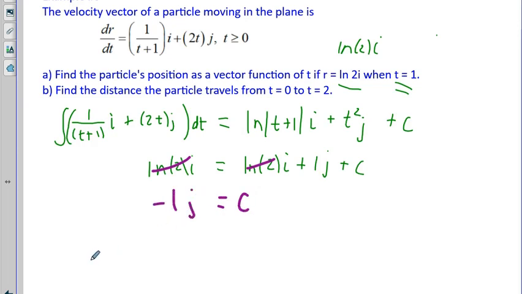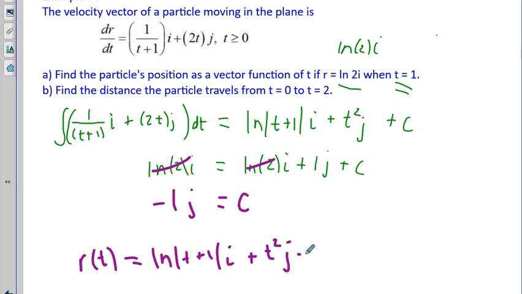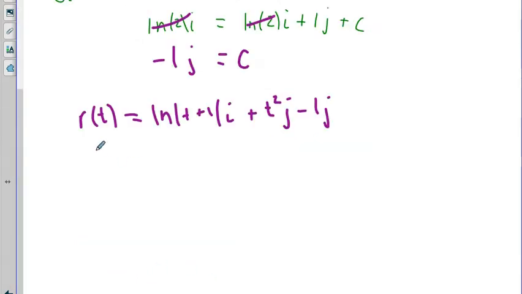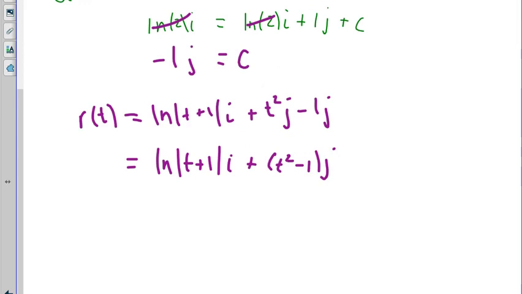So now I rewrite the function that I just found when I integrated, adding that c value in. So r of t is equal to the natural log of the absolute value of t plus 1 i plus t squared j minus 1 j. That's a little bit weird to look at when we're talking about vectors, so we tend to see it factored out. So natural log absolute value of t plus 1 i plus t squared minus 1 j. So that's usually how you'll see that answer.